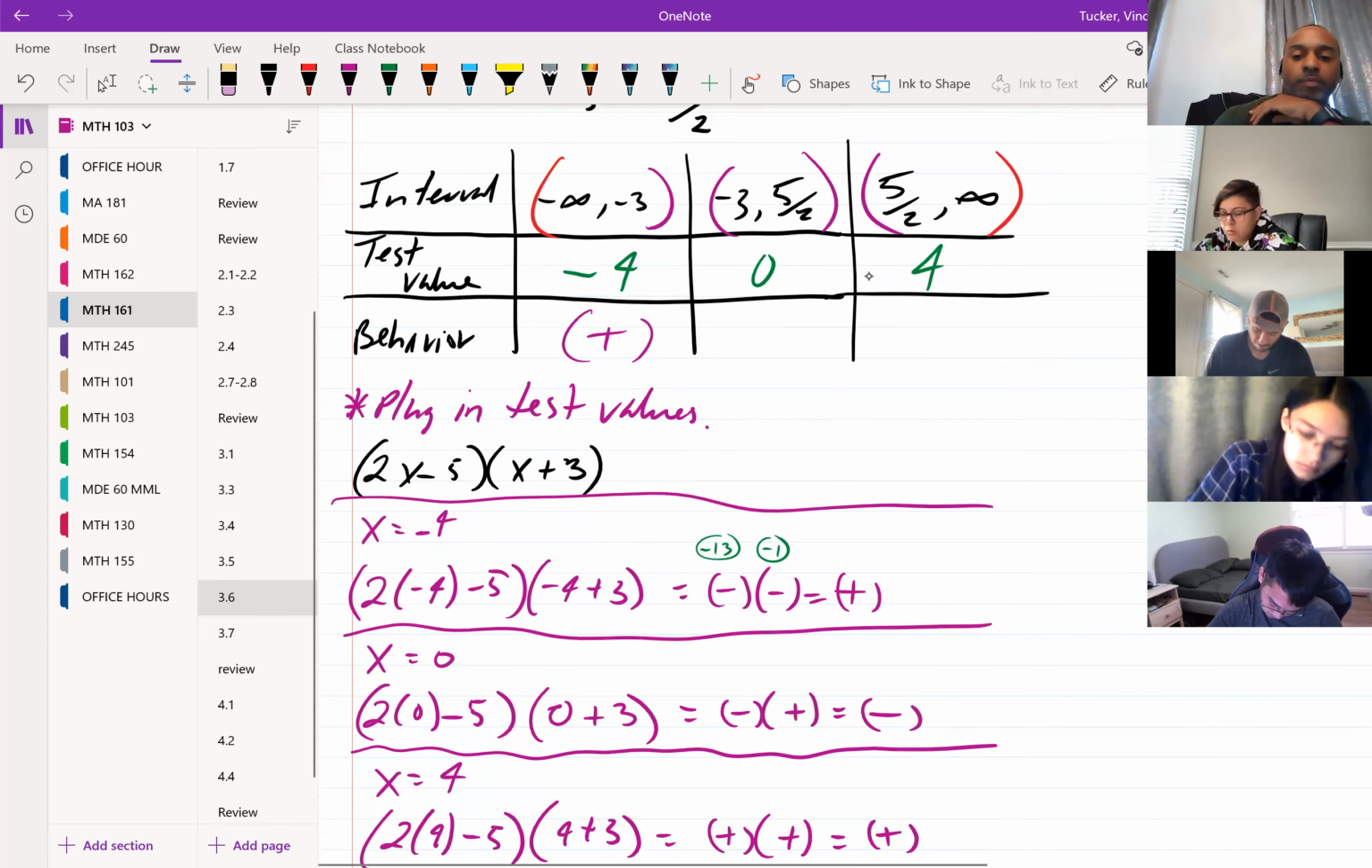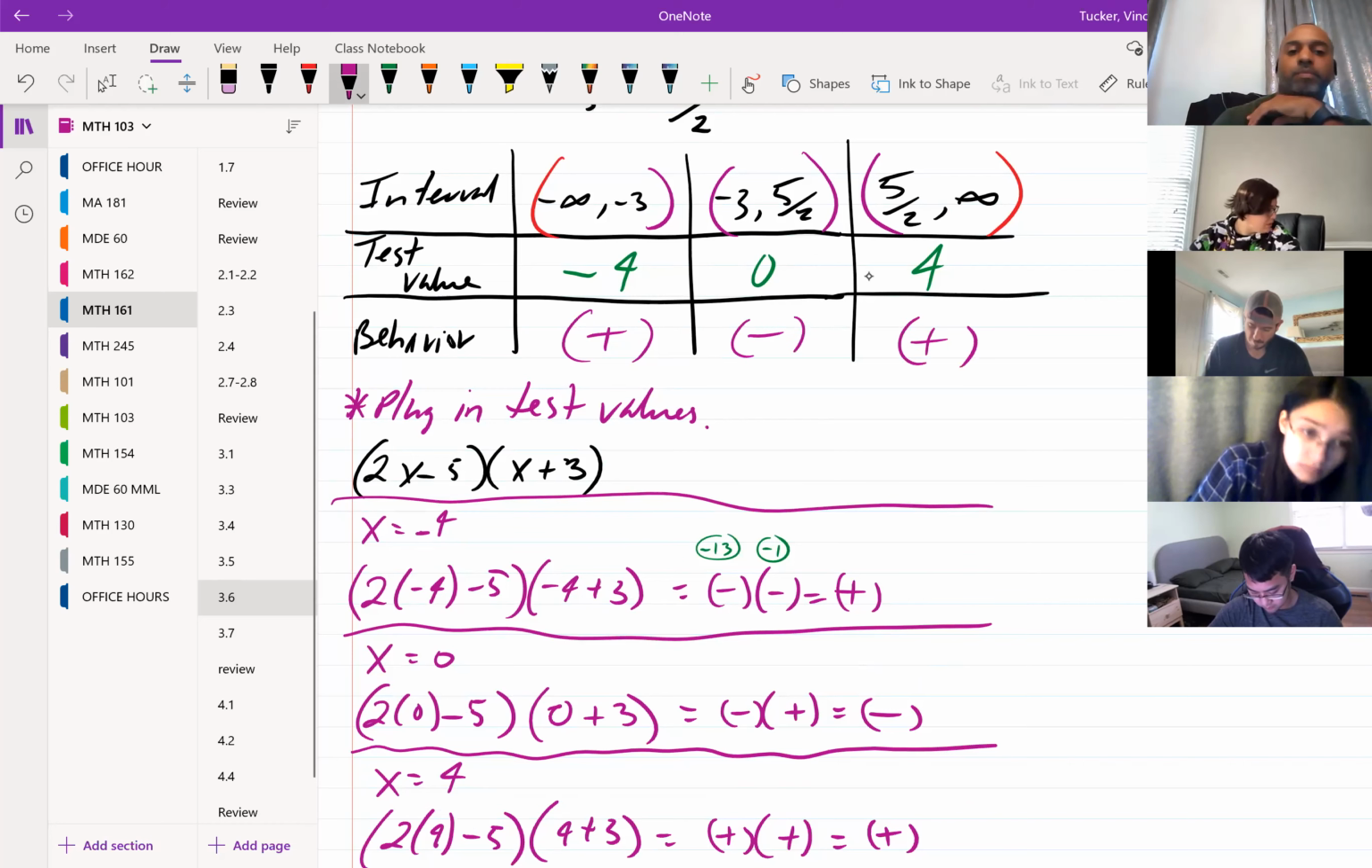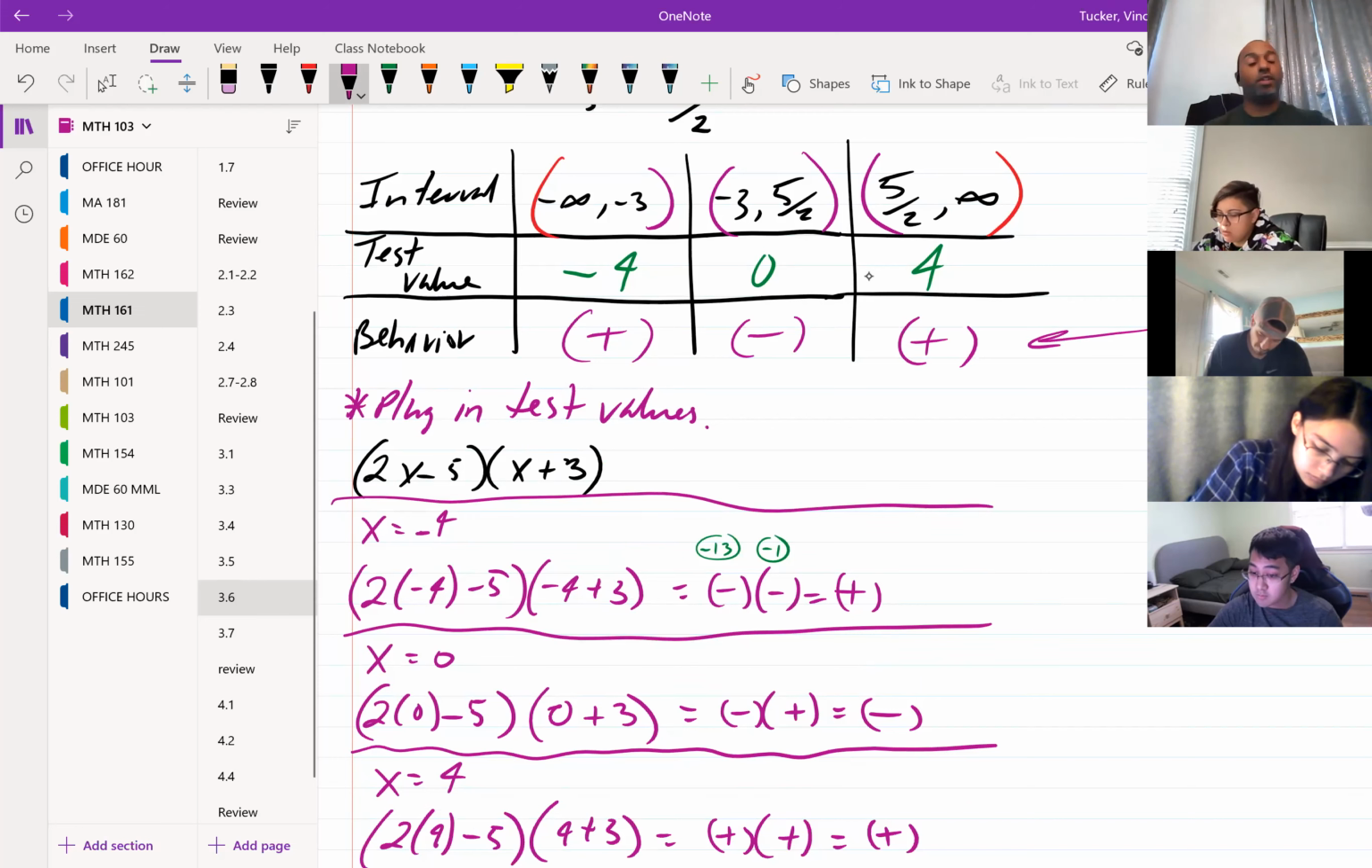Plugging in 0, you get a negative result. Plugging in +4, you get a positive result. So like I said, when it comes to the behavior of the graph, you just need to know, is it positive or is it negative?